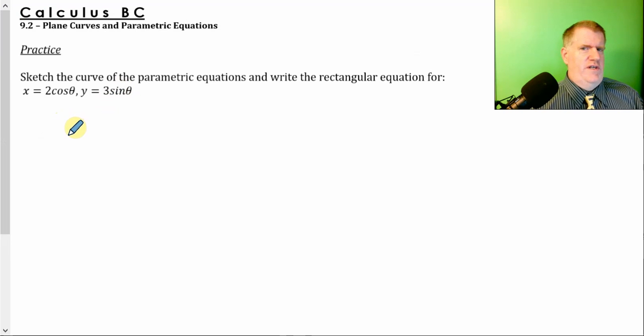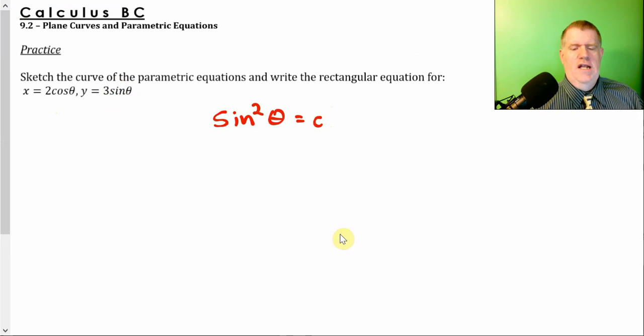What do you do with these? Well, I want you to remember something that you know. It's an identity that is true. Well, not what I was about to write. This identity is true. So we can use this.